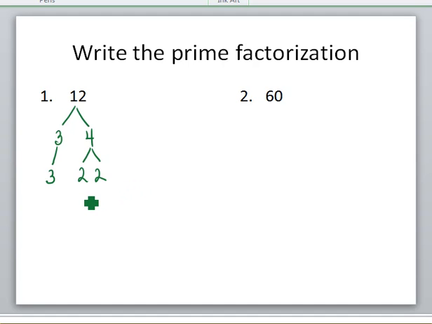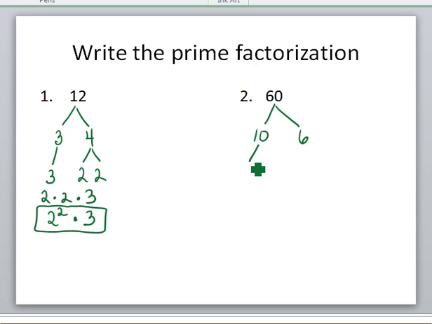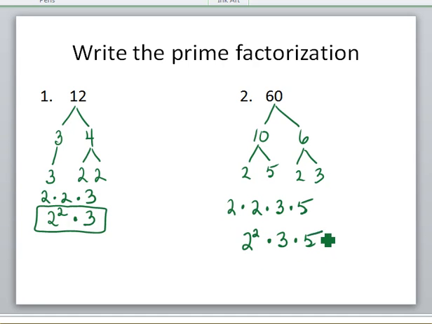Now I'm going to write my prime factorization. I have 2 2's, so 2 times 2 times 3, and then you can see that it's 2 squared times 3. Next, 60. First factors that come to my mind are 10 and 6. Factors of 10 are 2 and 5, and factors of 6 are 2 and 3. So I'll write these in order, from least to greatest: 2 times 2 times 3 times 5. I've got 2 of those, so that's represented by 2 squared times 3 times 5.